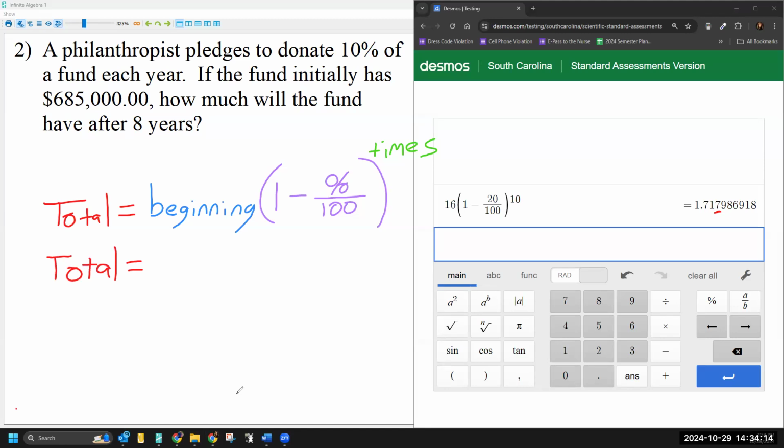Alright, beginning, what is our beginning, or sometimes we call it our initial amount? That's our starting amount.